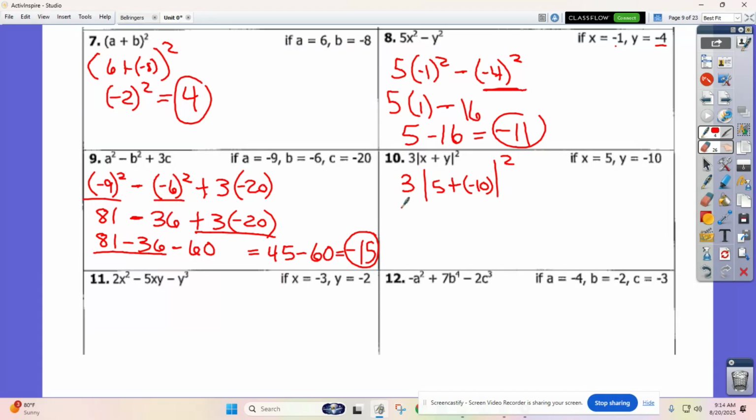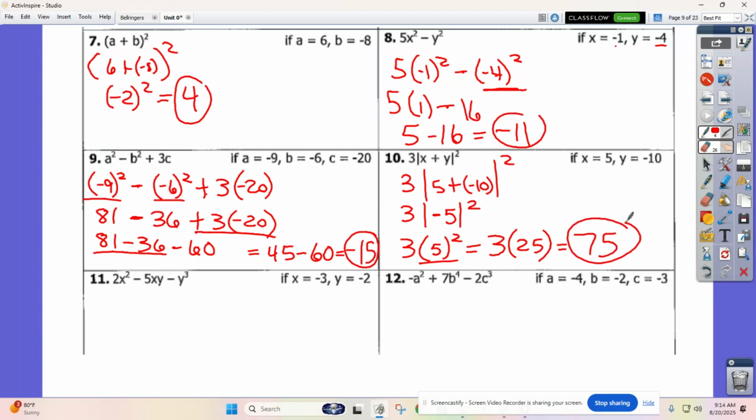So here, I'm going to do a -10 plus 5, keep the sign of the bigger number, and subtract. That leaves me a -5 squared. Now I find the absolute value of -5, which is a +5. Next is my exponent, and that'll give me 3 times 25. Anytime you're dealing with 25, think about quarters, 3 quarters, because a quarter is worth 25 cents. So this would be 75. 3 times 25 is 75.